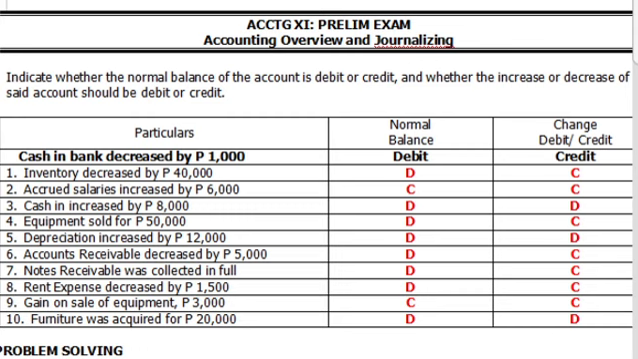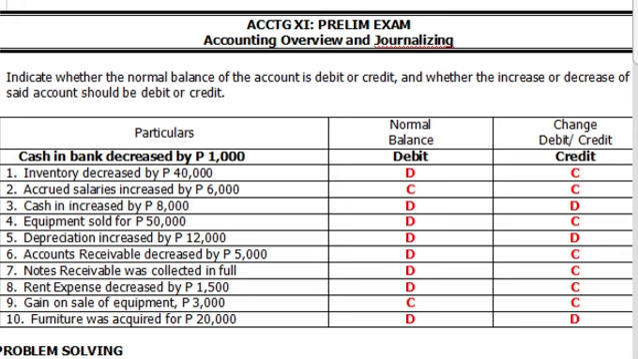Notes receivable, again, is an asset. Therefore, debit. Pero, nakolekta na daw siya. Ibig sabihin, magdi-decrease na yung kanyang value. So, credit yung kanyang change. Number 8, rent expense decreased by 1,500. So, rent expense is an expense account. So, debit. Pag nag-decrease siya, ibig sabihin, nilagay siya sa kanyang opposite side, credit.